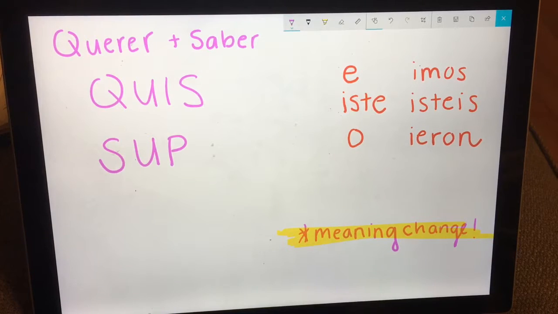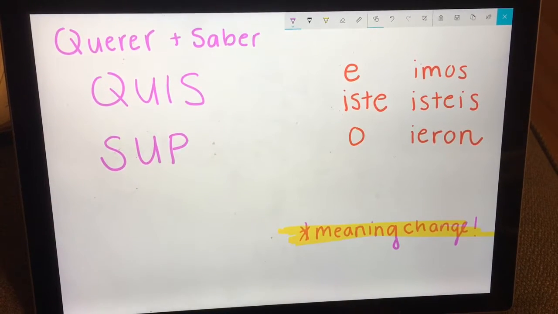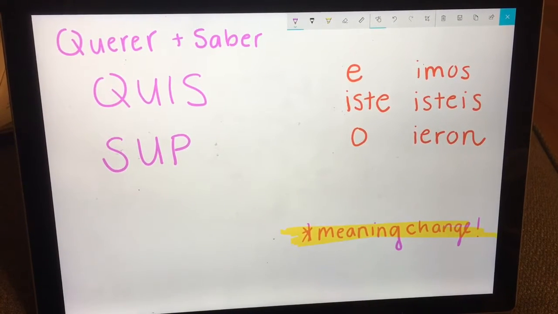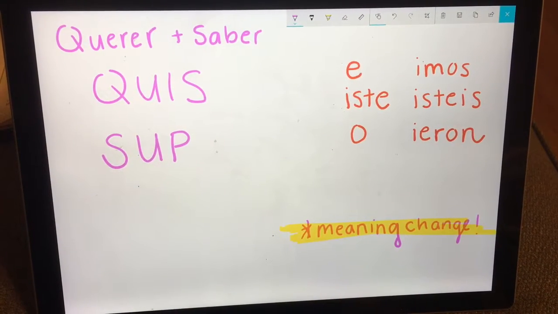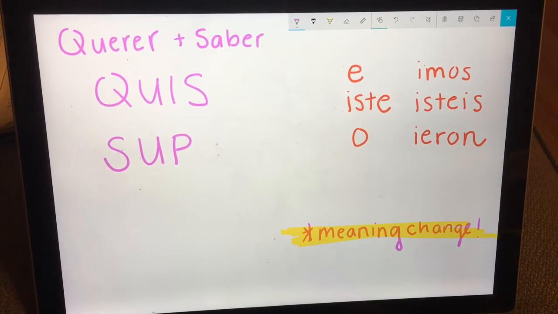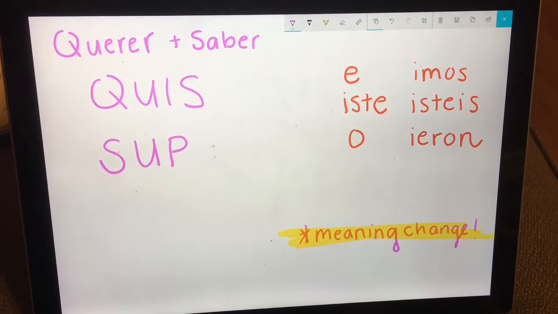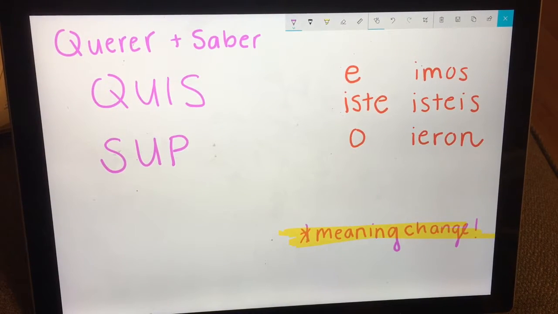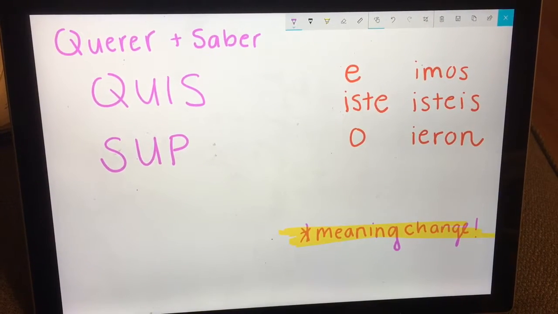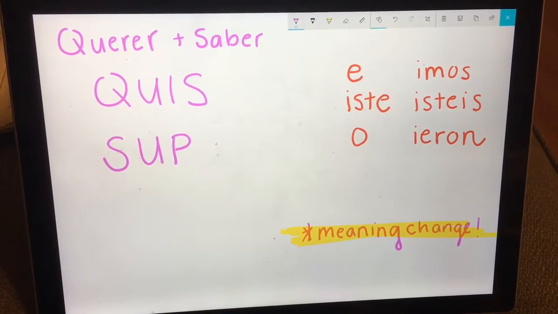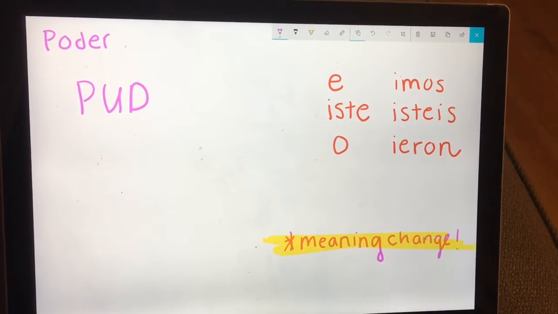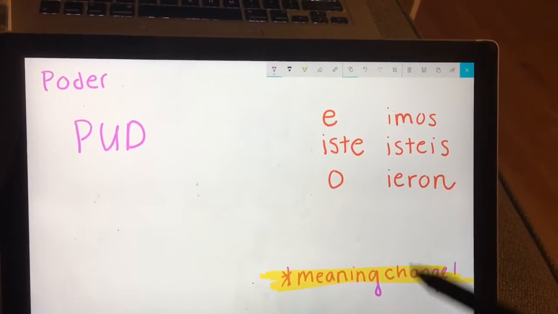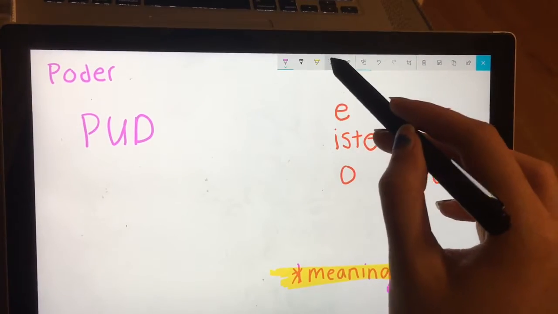So if I wanted to say yo quise, that would actually mean I tried to do something, but it didn't happen. I failed at it, something like that. Like you tried to do it, but things didn't end up working out. So that's the meaning changer there. Same with sup. If I wanted to say yo supe, that would mean I found out something. All right, so the verb poder, which is to be able to, goes to pud. And you just add any of these red endings.